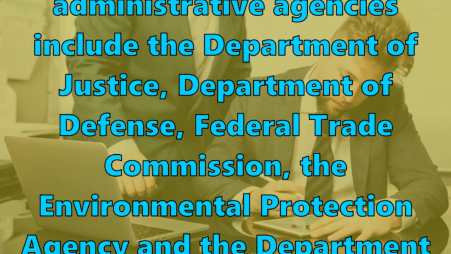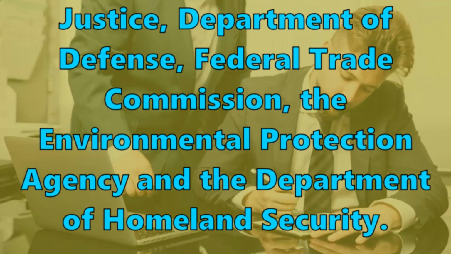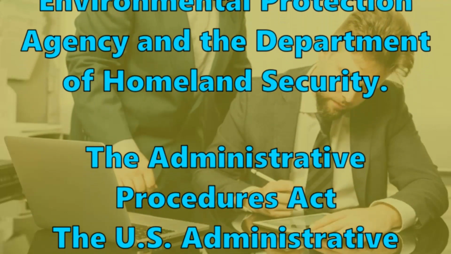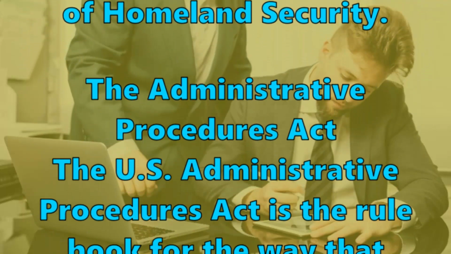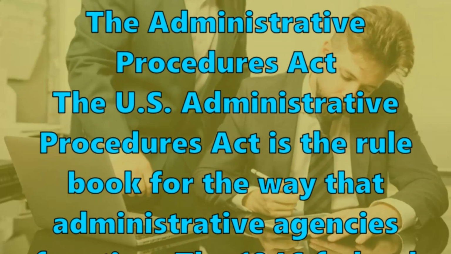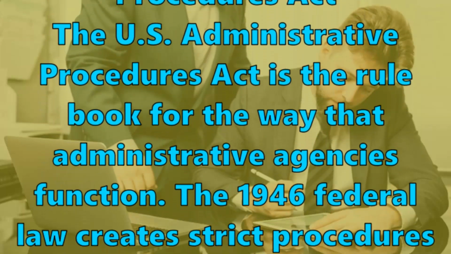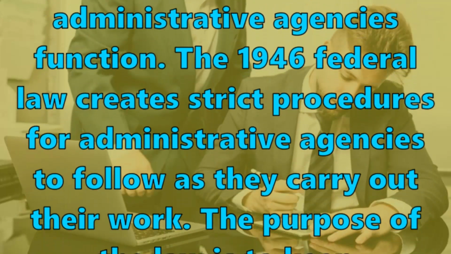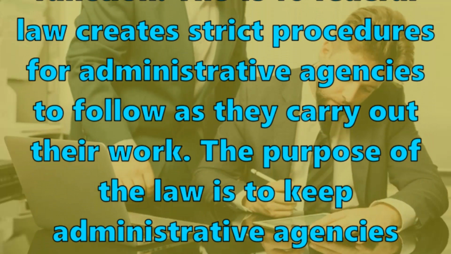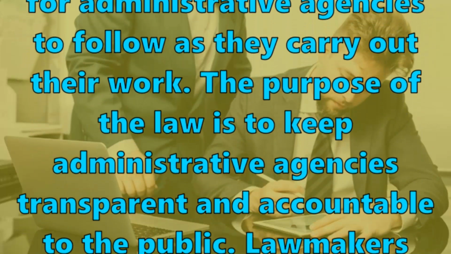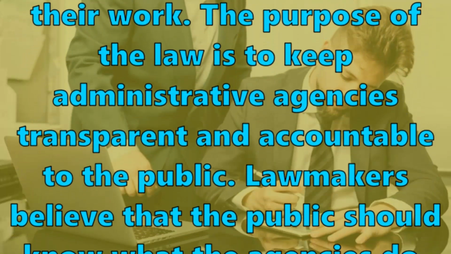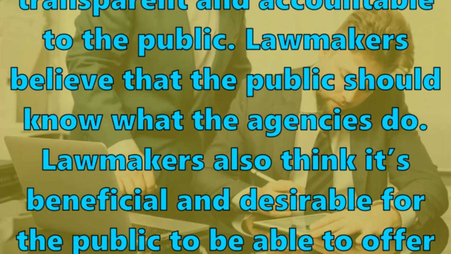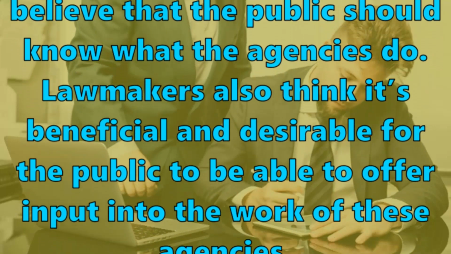The Administrative Procedures Act. The U.S. Administrative Procedures Act is the rule book for the way that administrative agencies function. The 1946 federal law creates strict procedures for administrative agencies to follow as they carry out their work. The purpose of the law is to keep administrative agencies transparent and accountable to the public. Lawmakers believe that the public should know what the agencies do. Lawmakers also think it's beneficial and desirable for the public to be able to offer input into the work of these agencies.